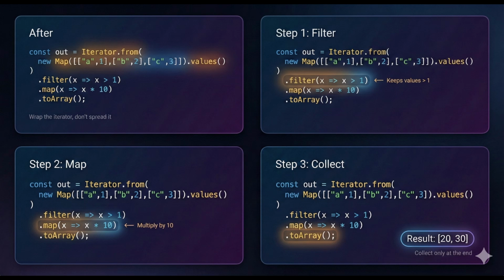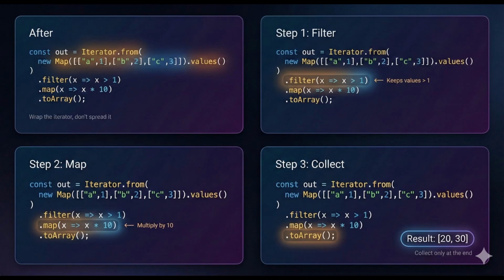First step, filter. We keep only values greater than 1. So from 1, 2, 3, we drop 1 and keep 2 and 3. Second step, map. We multiply each remaining number by 10. So 2 becomes 20 and 3 becomes 30.